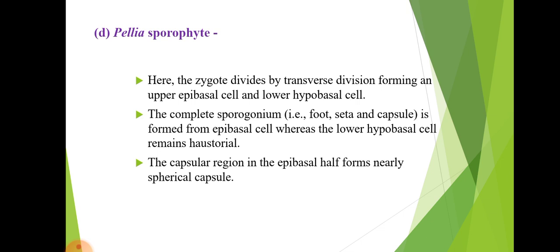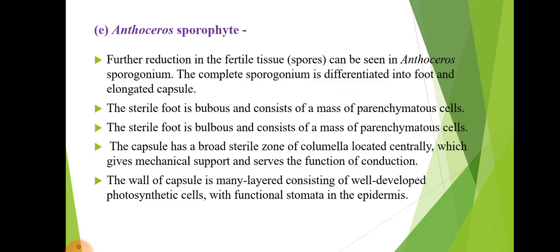And if you see the Pellia sporophyte, here the zygote divides by transverse division forming an upper epibasal cell and a lower hypobasal cell. The complete sporogonium is formed from the epibasal cell, whereas the lower hypobasal cell remains sterile. The capsular region in the epibasal half forms a nearly spherical capsule.